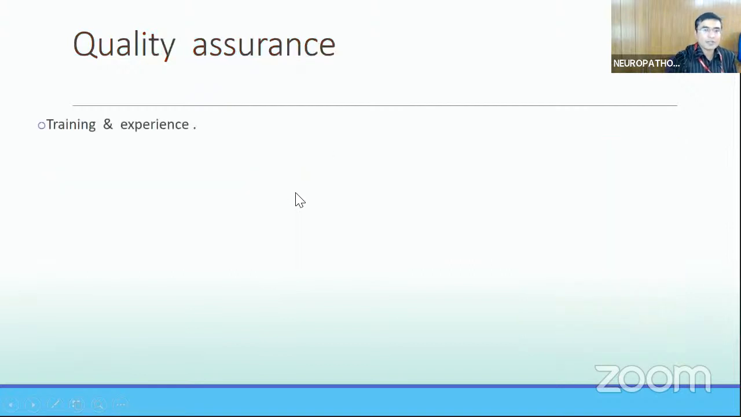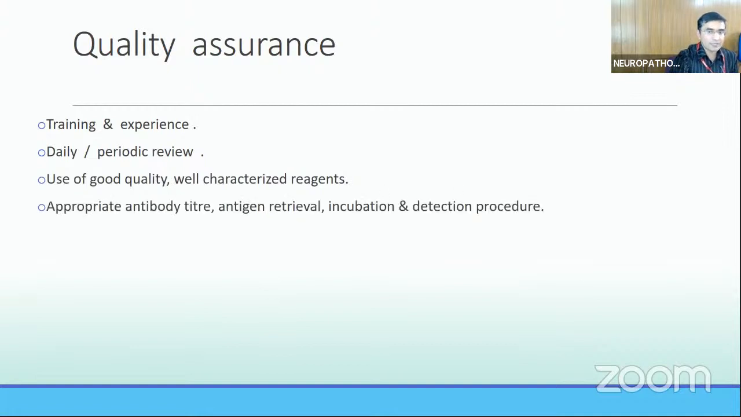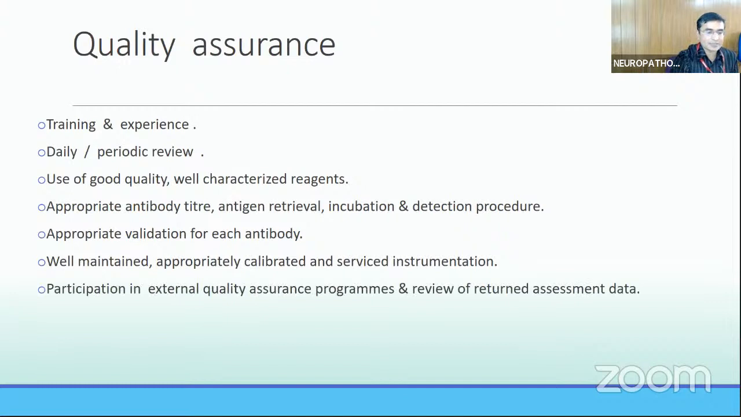So quality assurance, how we can ensure it: better training, better expertise, repeated training, regular competency assessment, daily and periodic review of our work, reviewing our SOPs, use of good quality, well-characterized reagents, appropriate antibody titer, retrieval methods, incubation, validation of each antibody, calibration of instruments if you are using automated ones, and other things like the pH meter, and most importantly, participation in external quality assurance programs and regularly participating in proficiency testing.